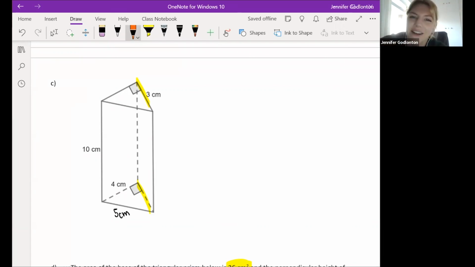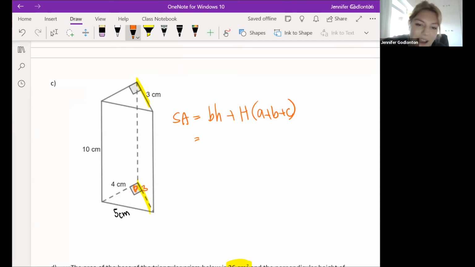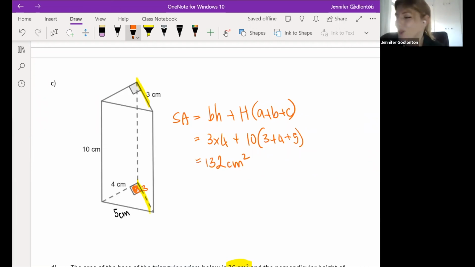Let's see who got this right. Surface area, exactly. Pens down. Base times height plus big H times A plus B plus C. BH, okay, that's going to be our 4 and our 3 because they are at 90 degrees to each other. So 3 times 4 plus capital H is 10 in brackets, our 3 sides of our triangle. 3 plus 4 plus 5. So we're going to get 12 plus 10 times 12, and we get an answer of 132 centimeters squared. Those of you who got that in that record time, a big well done. I'm very chuffed. Nice job.